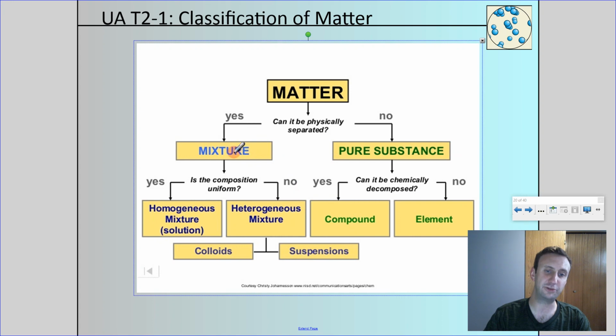Okay, if you have a mixture, is the composition uniform? Does it have one appearance? If the answer is yes, it's homogeneous. If the answer is no, well then it's heterogeneous or a mechanical mixture. For heterogeneous, we also have subgroups of that, of suspensions, where over time we'll have particles separating, okay? And then colloids, where it scatters light, light can't travel through, but it does not separate over time.